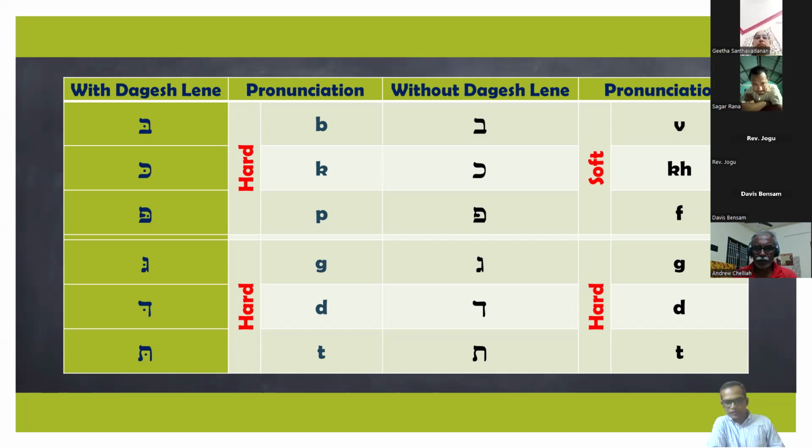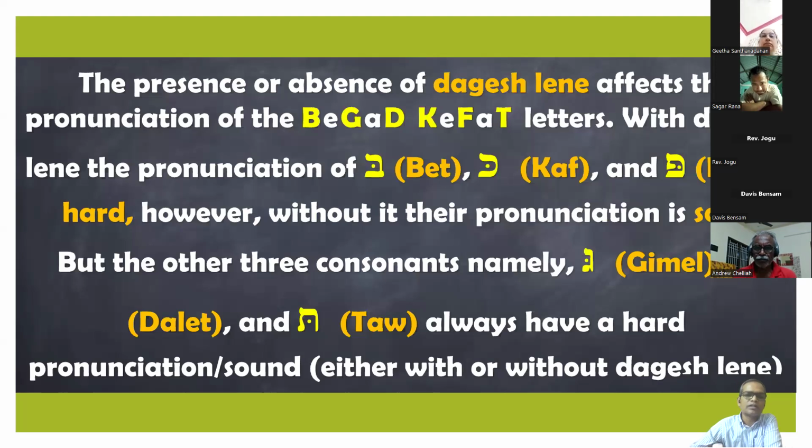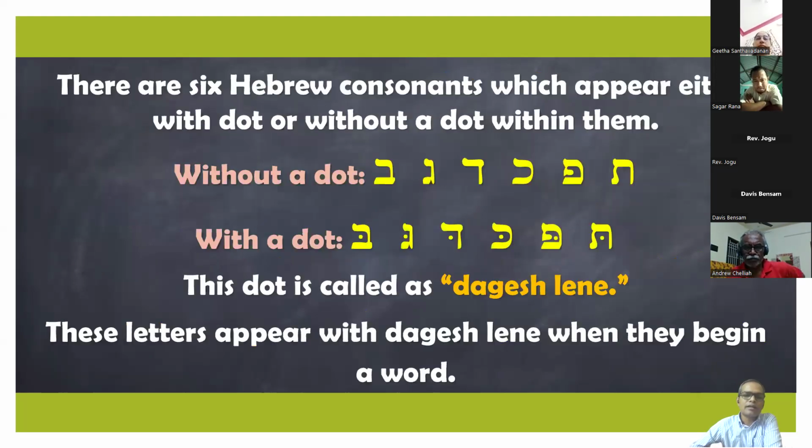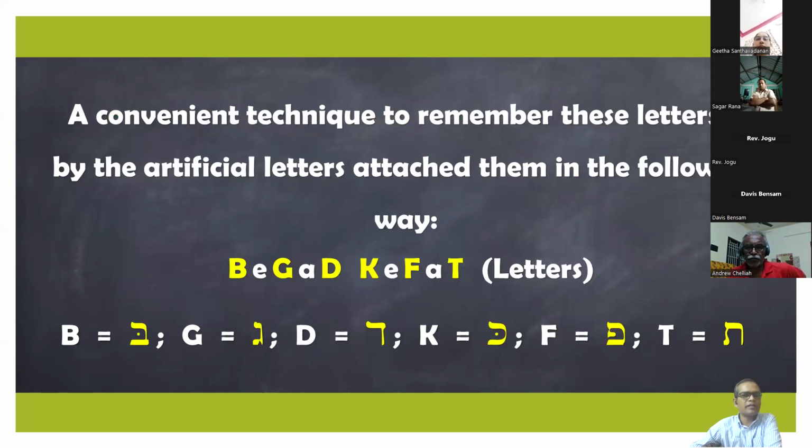So what I have said, three things you have to remember in this segment. One is, there are 6 letters in the Hebrew language: Bet, Gimel, Dalet, Kaf, Pe, Tau. These letters will appear with a dot and without a dot. And the dot is called Dagesh Lene. When this dot will appear and when it will not appear, all those details we will learn later on.